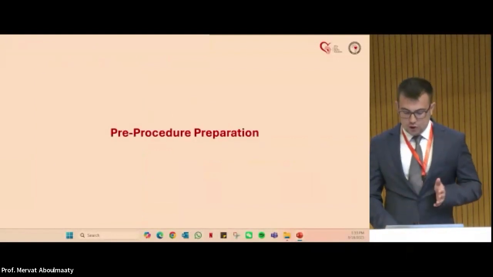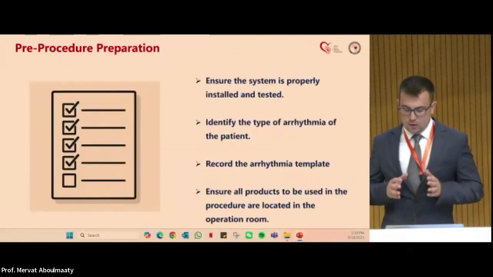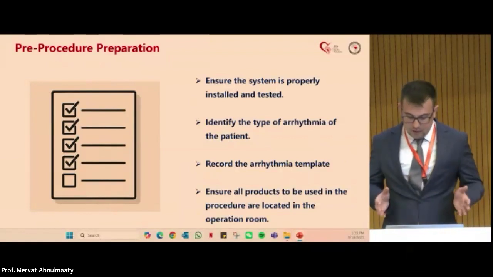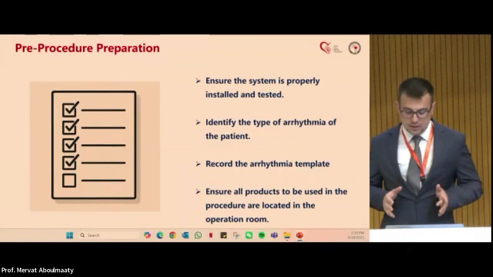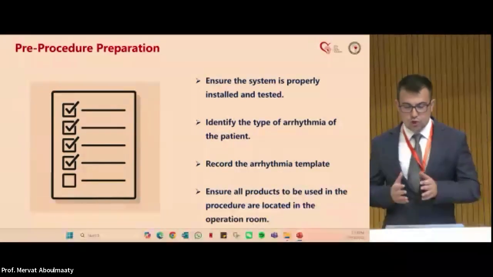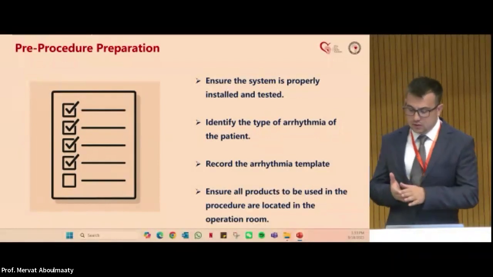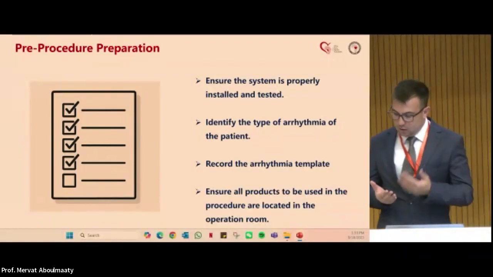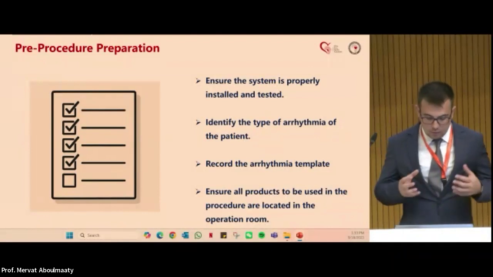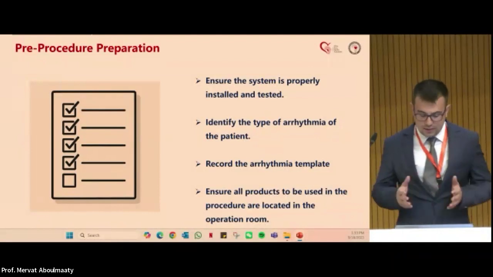Pre-procedure preparation. First of all, before the patient comes to the lab, we need to make sure that the system is installed and tested well. We need to make sure that everything is working. And then we need to check the arrhythmia. We can check the patient's documents and learn which type of case we will perform, so we can prepare our system according to case type.